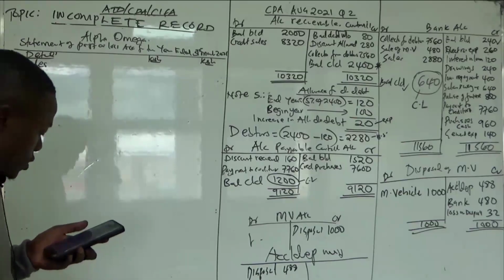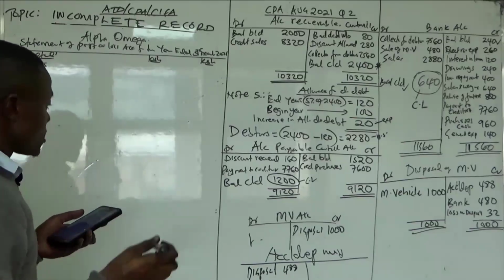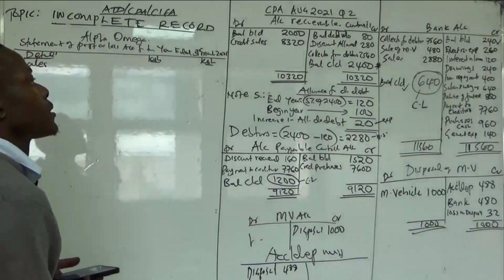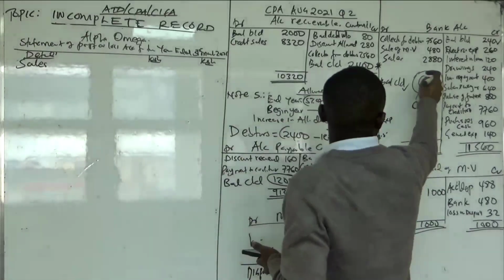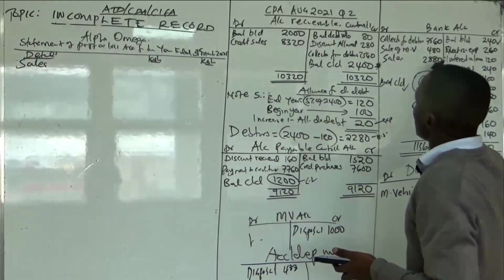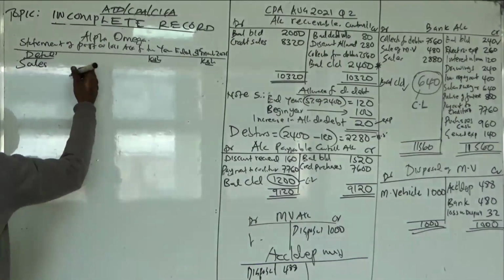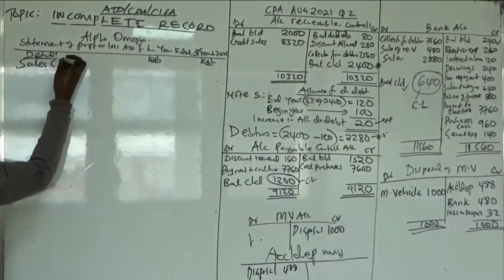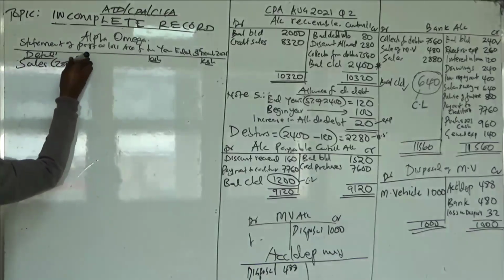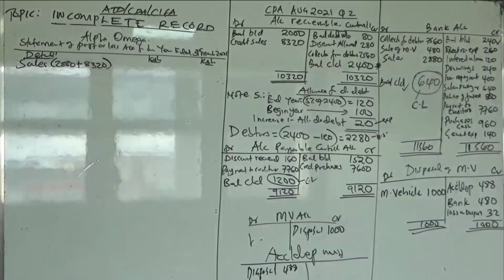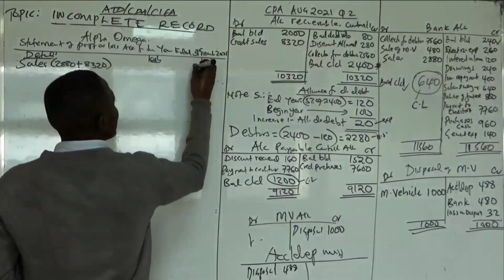So for sales, we are going to take the cash sales plus credit sales. The cash sales is this, which was paid already, and the credit sales is this. You must adjust. That is what I said. So you take 2880 plus 8320. What do you get? 11,200.